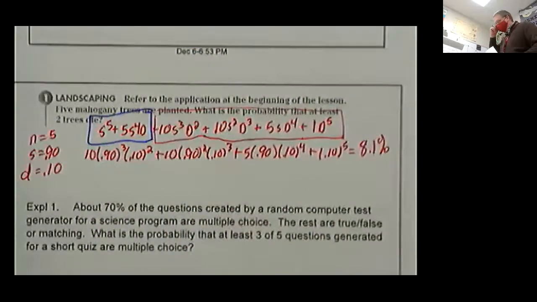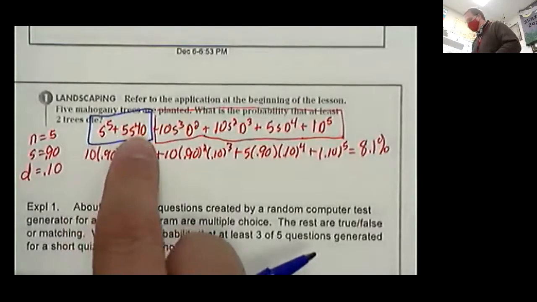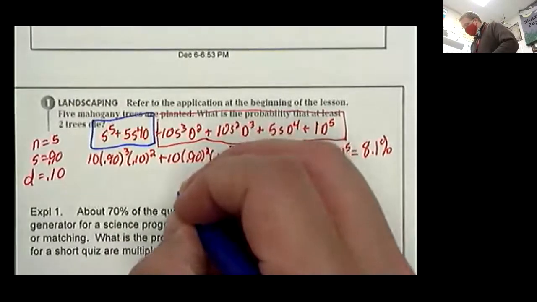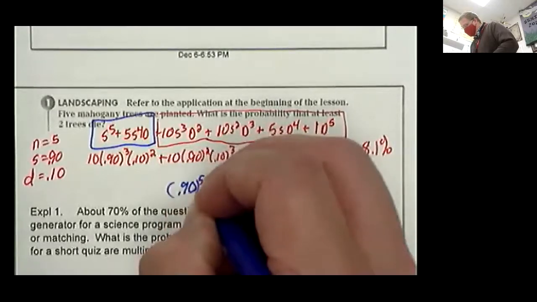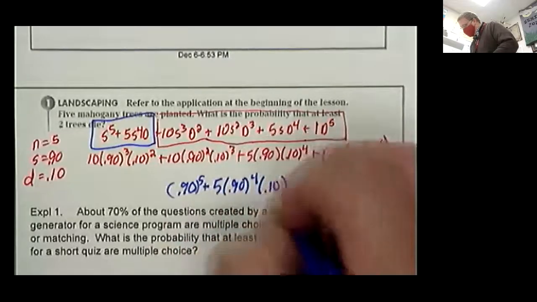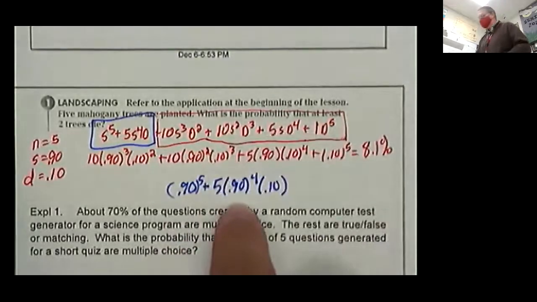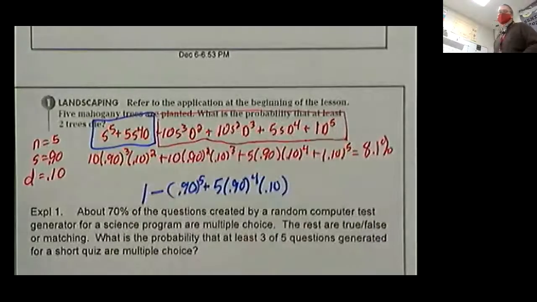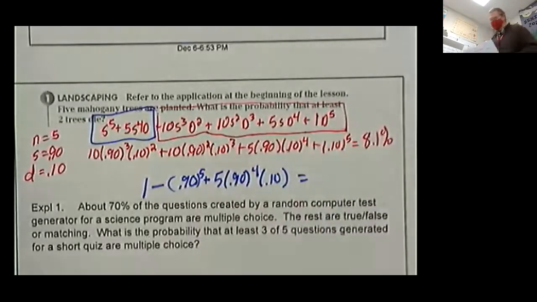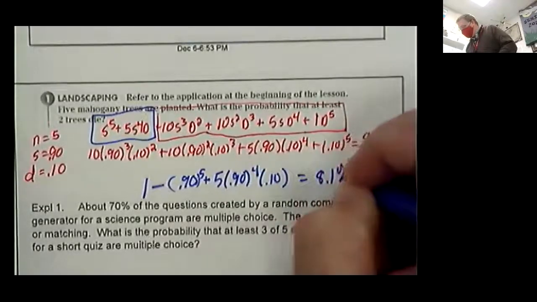What's the complement of at least 2 trees die? That would be at least 2 trees don't die, and that's s to the fifth and 5 s to the fourth d. So if we look at that, that's going to be 0.90 to the fifth plus 5 times 0.90 to the fourth times 0.10. But we don't want that value. We want the opposite, which is the complement. So 1 minus these 2 has to give us everything else. And you can check that on your calculator. We also get 8.1%.